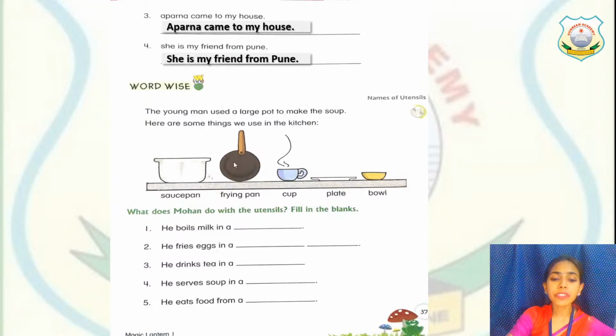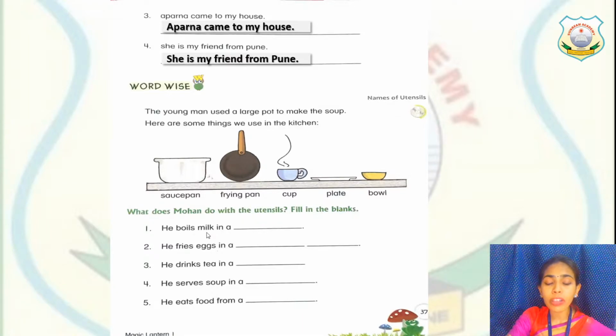Here we saw that there are some utensils like saucepan, frying pan, cup, plate and bowl. So Mohan has to use some utensils for different purposes, right? So you have to now tell me for which purpose he is going to use which utensil.